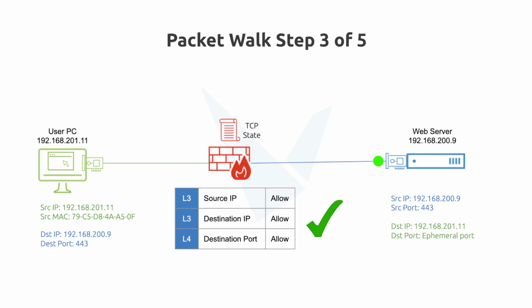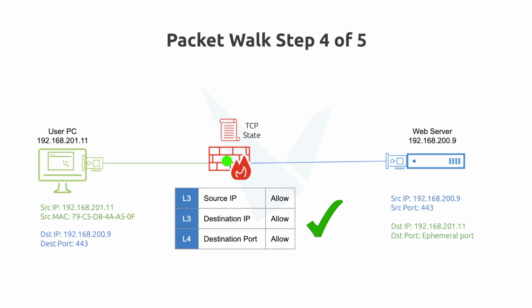Now, return traffic will flip the source and destination IP. Source IP is the web server IP, source port is what was originally the destination port from the user PC, which is 443. And the user PC IP becomes the destination IP. Once again, the destination port will be a dynamic port used by the user PC to initiate traffic towards this web server. The packet will arrive back at the same firewall.